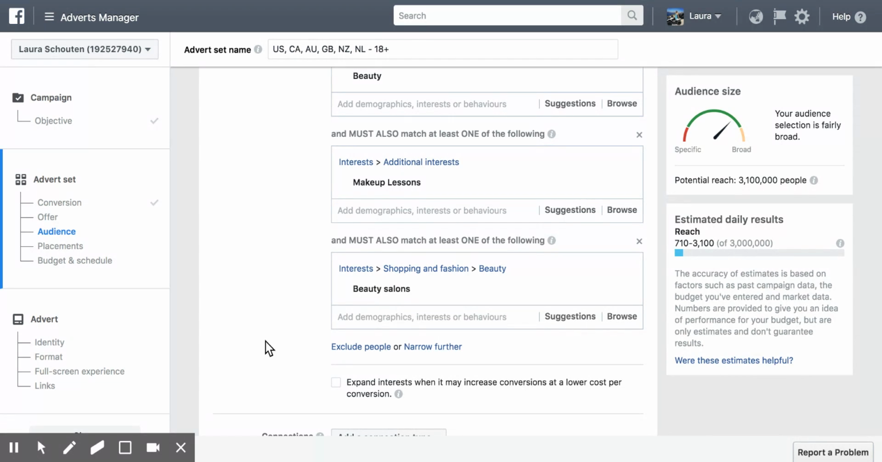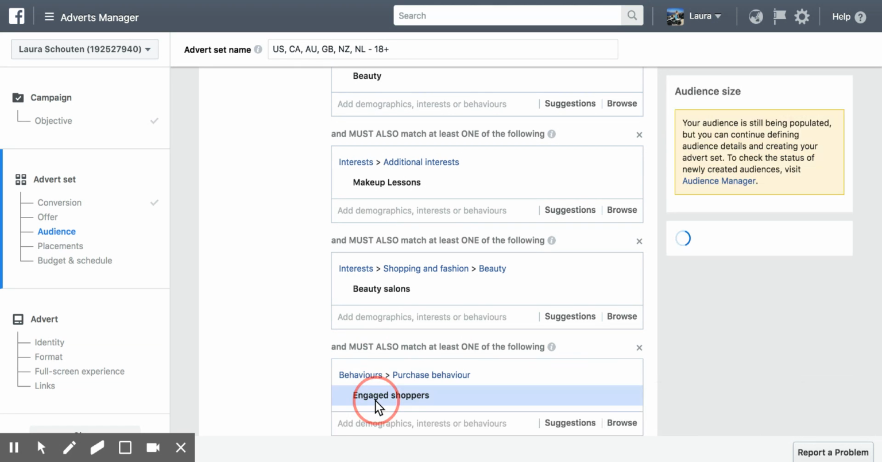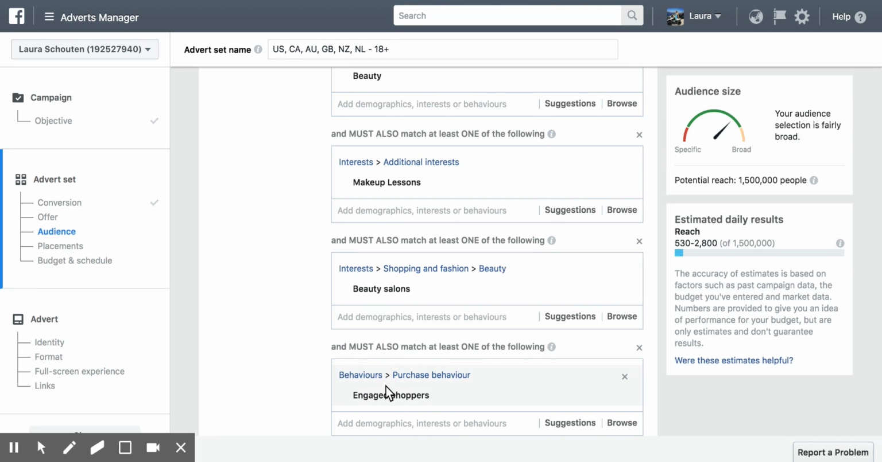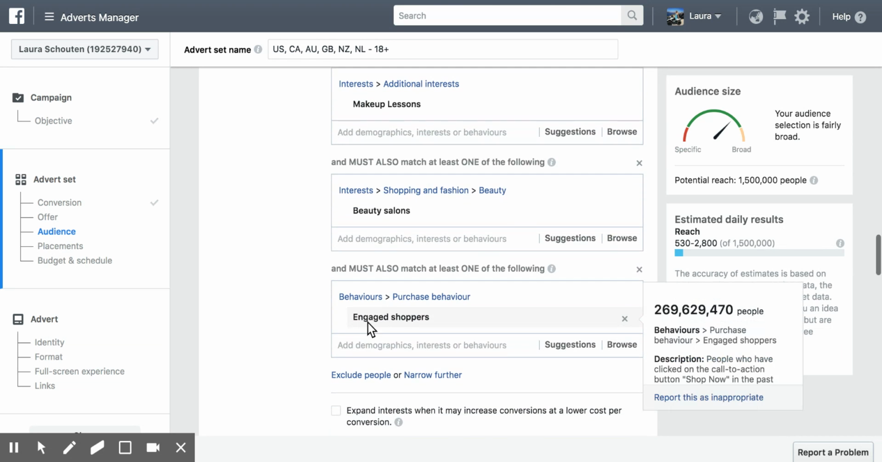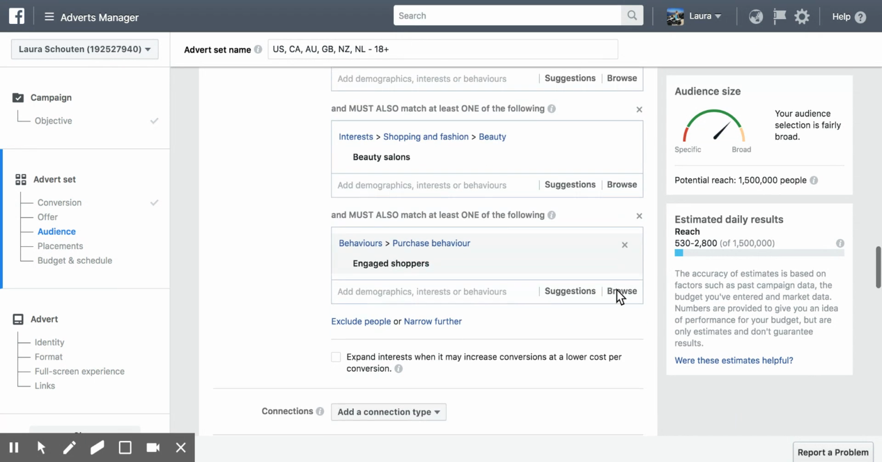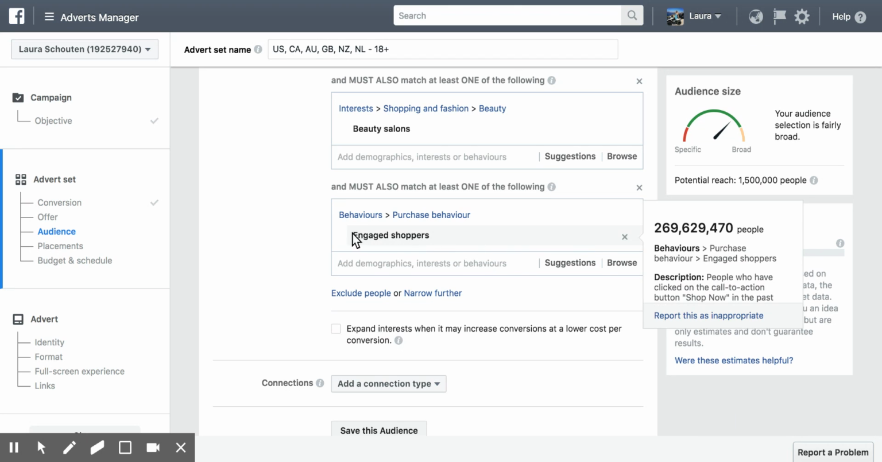All right. Now, if you want to narrow further and find more buyers, I'm going to show you something here. So what I like to use is engaged shoppers. So what that means is engaged shoppers is basically, right, I'm going to let you read it yourself. Not many people use this either. So it's people who have clicked on the call to action button, shop now, okay, in the past. It's not showing me, 1 second. In the past week, yeah, I thought so.